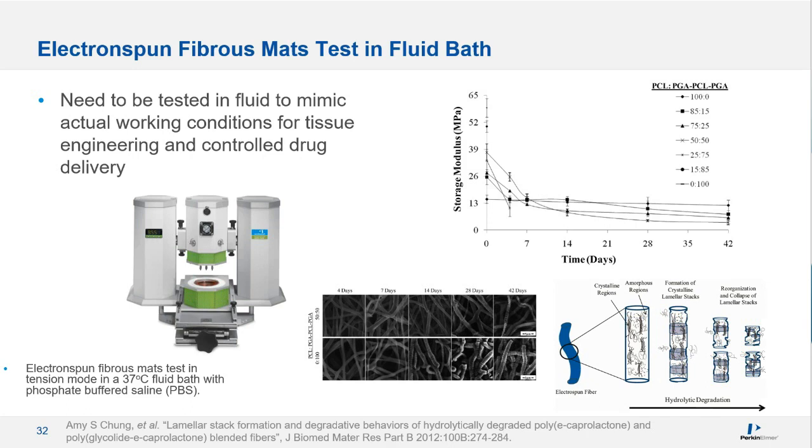Samples are tested in tension mode in a 37 degrees C fluid bath with PBS. They were able to relate modulus reduction rate to the ratio of the two components.